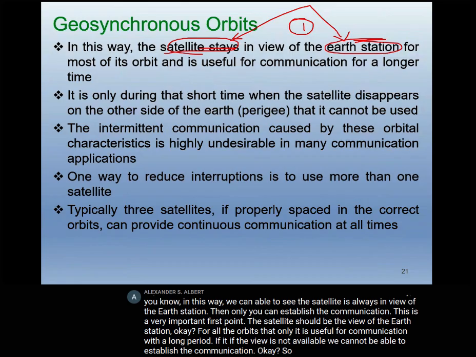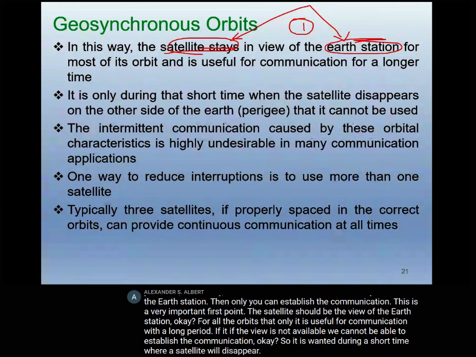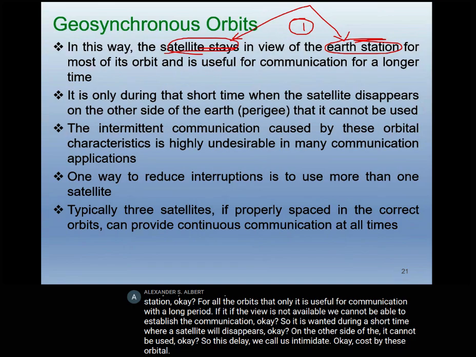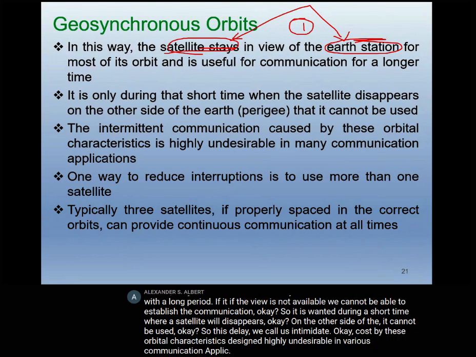It is only during a short time that the satellite will disappear on the other side of the Earth, where it cannot be used. This delay we call intermittency. The interruption caused by these orbital characteristics is highly undesirable in various communication applications, because sometimes the satellite can hide on the other side of the Earth.